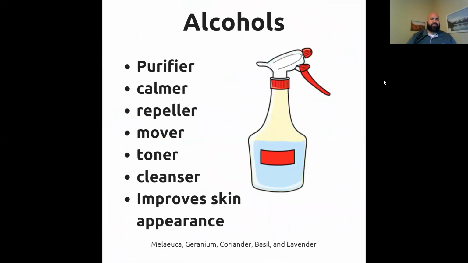So alcohols, these are like the cleaner, right? Like you've got that squirt-bottle cleaner. It's going to help purify things. It's going to repel things. Toner, cleanser. But one of the nice things that alcohols also do is they help with skin appearance. Essential oils that are going to be high in alcohols are melaleuca, geranium, coriander, basil, and lavender. Obviously, there are lots of other ones, but these are a little bit higher in there.